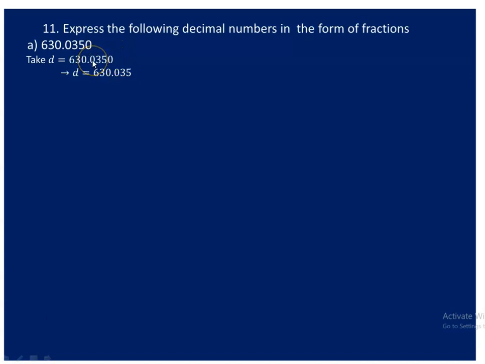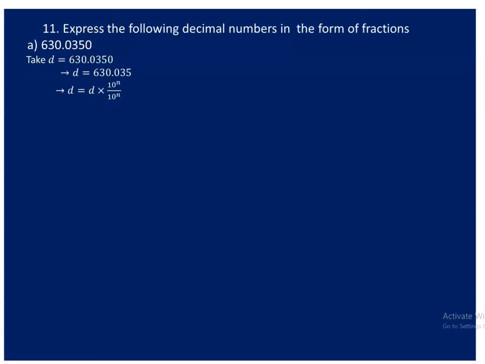But this is something different. We are unable to eliminate this zero even though it is located to the right of the decimal point, because behind it we have a non-zero constant number. Because of that we are unable to discard this one, but it is possible to discard this one because we don't have any non-zero number after it. So no matter how many zeros you might have, don't worry, you can eliminate them. So this number is actually the same as 630.035.